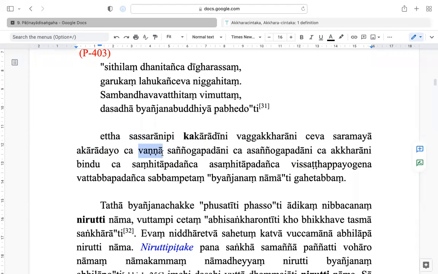Saramaya akara deyo wanaja, not that way. Saramaya akara deyo ja wana. That is because later a combination of that ja also we can find there. And the sanyoga barani ja akarani. No, sanyoga barani akarani ja.